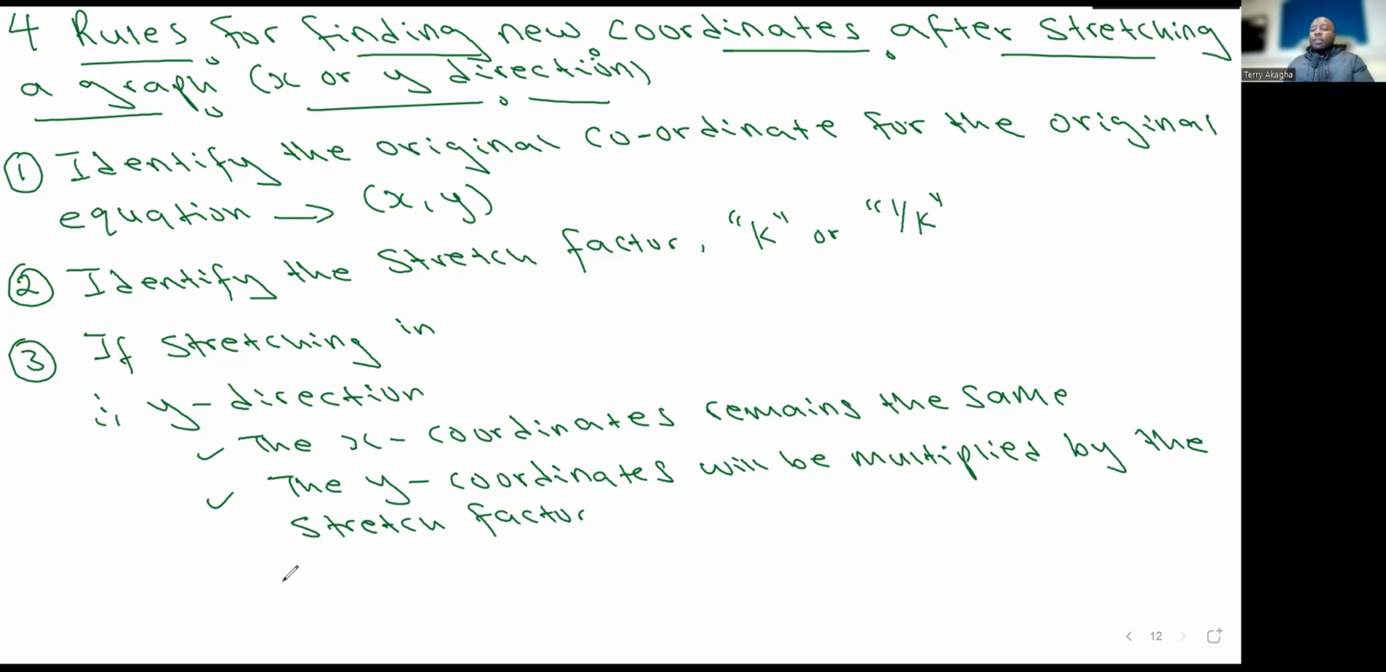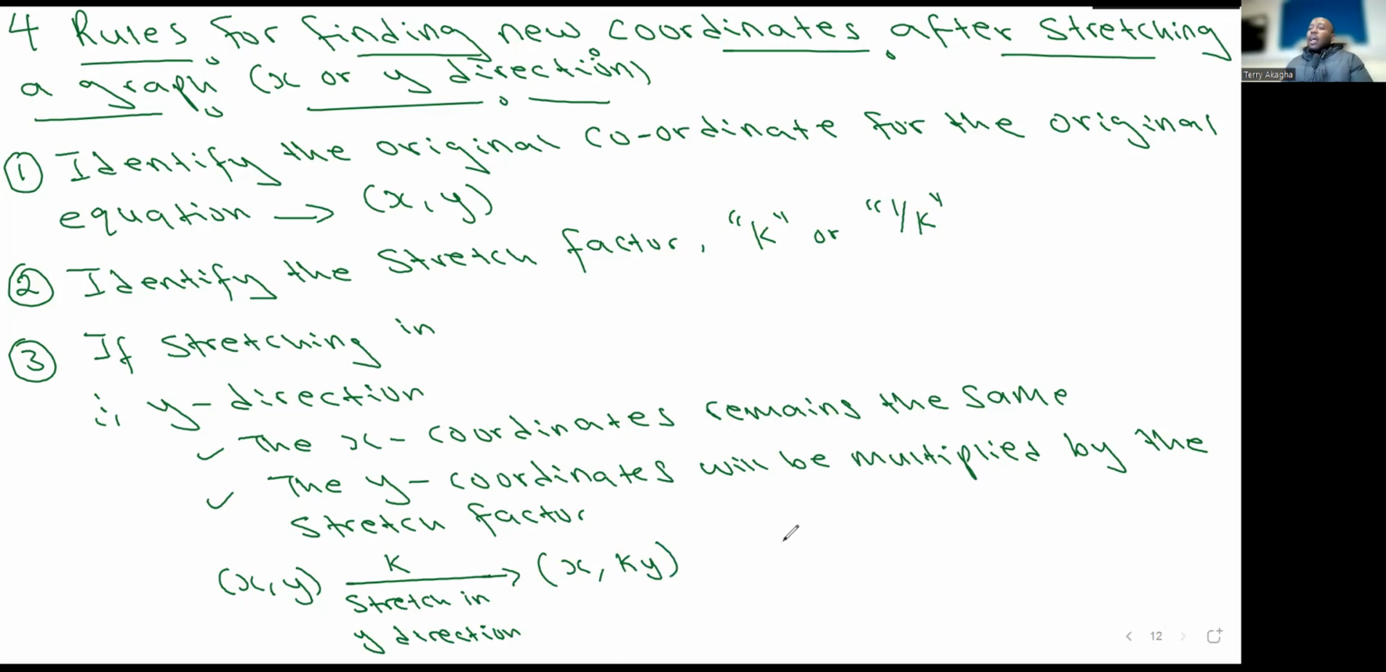So if you have, for instance, X comma Y, and the stretch factor is K, and you stretch in the Y direction, okay? What we are saying is the X will still remain the same, but the Y is going to be Y times K, which gives you KY.